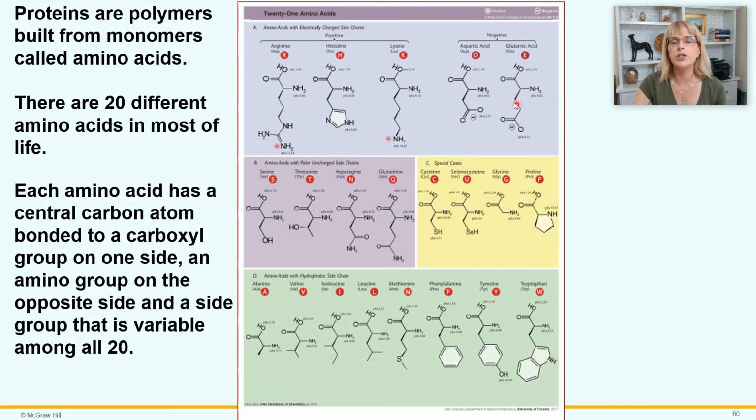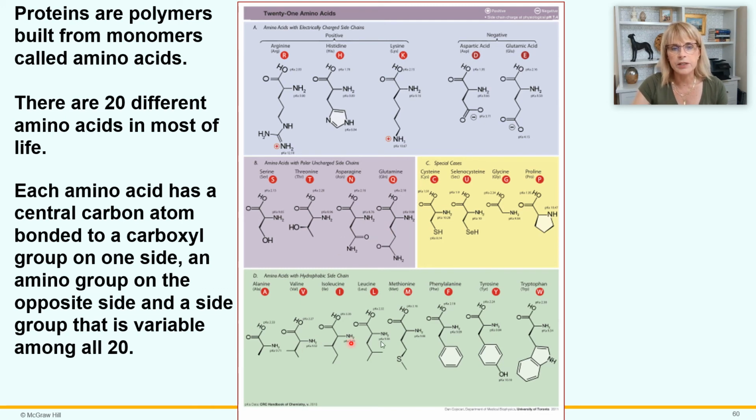These guys are positively charged. These guys are negatively charged. And you don't need to know their names, okay? Now, these guys, their side chains do not have a charge. They're not plus or minus. However, these guys are polar, so they still like to dissolve in water, right? So 1, 2, 3, 4, 5, that's 9 of them that like to dissolve in water.